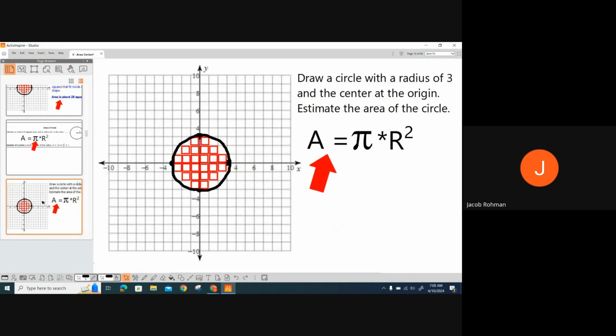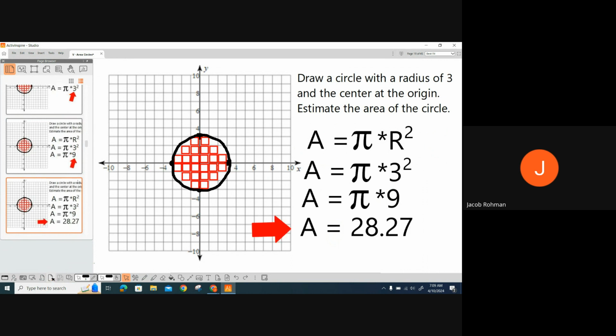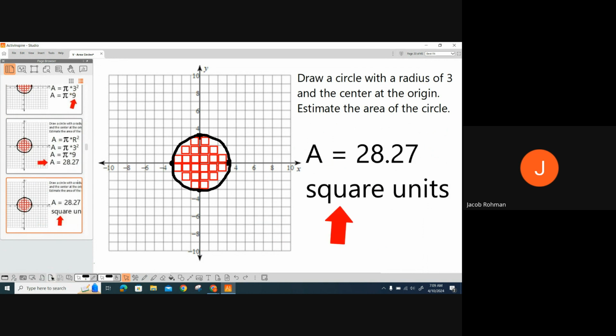So if I were to use that formula here in this example, I know that 3 is the radius. So I'm going to plug 3 in for r. And then we're going to start with 3 squared, which is 9. And then we're going to take 9 times pi, which is 28.27. So that lines up really closely with what I estimated the area of this circle to be. So we would say that the area of this circle is 28.27 square units.